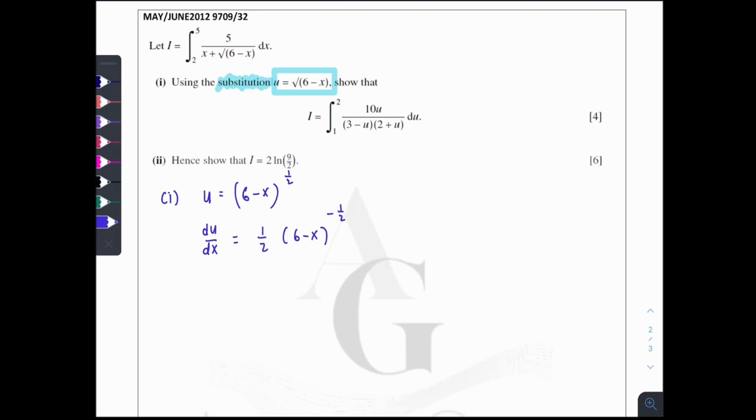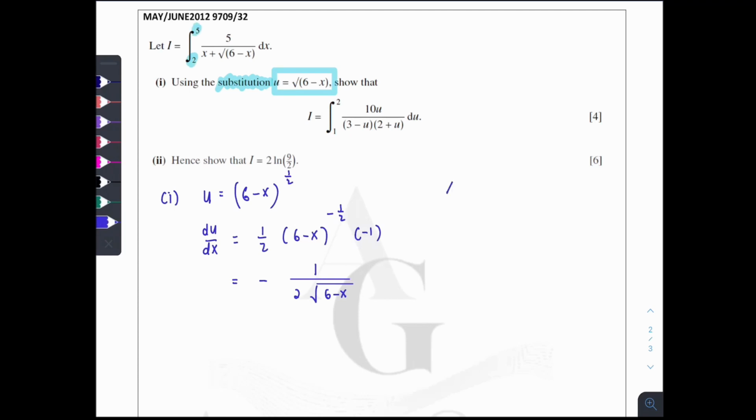And differentiating the one inside the bracket, we have a negative 1, which means we will have negative 1 over 2 square root of 6 minus x. I'll arrange it this way so that it looks nicer. So that's our first step: differentiate what is given. Second step, change the limits. What we have here is 2 and 5.